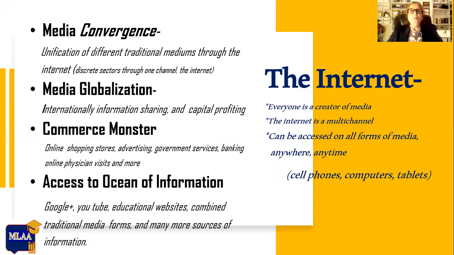Media convergence is one. Up until the time of the internet, different mediums were discrete. All communication mediums were separate entities, and there was no connection between television or radio or book publishers and all of these. But now with the internet, they're all unified through that one channel we call the internet. You can now find any book, any newspaper, any television program, and more media on the internet.